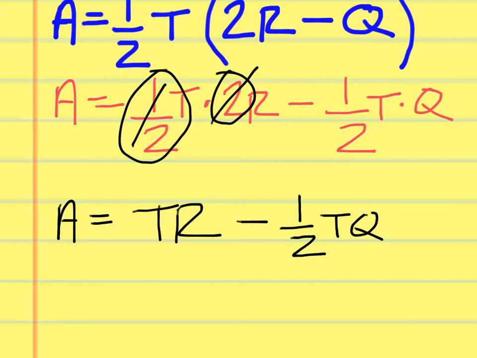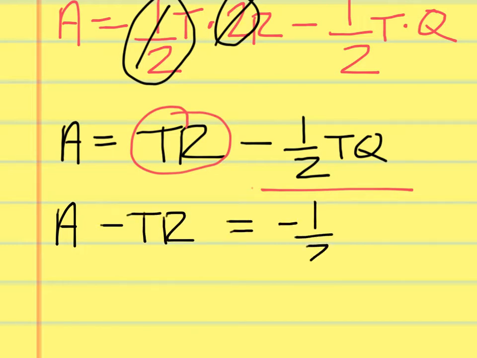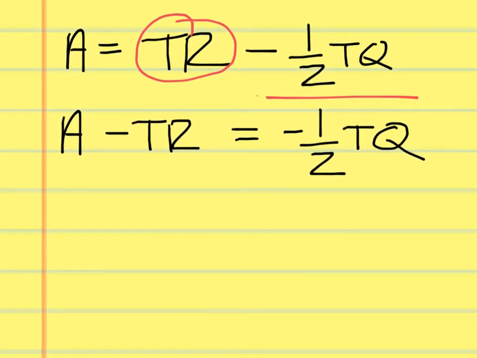Don't forget we're solving for Q. So to get this term by itself, what can I do with this? Move it to the left side. Okay, so A minus TR equals a negative 1/2 TQ. Now to get that Q by itself, I need to get rid of this negative 1/2 T. How can I get rid of the negative 1/2 T? Yeah, divide both sides by a negative 1/2 T.